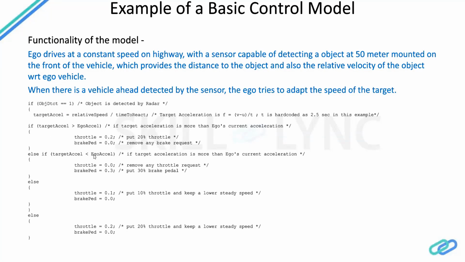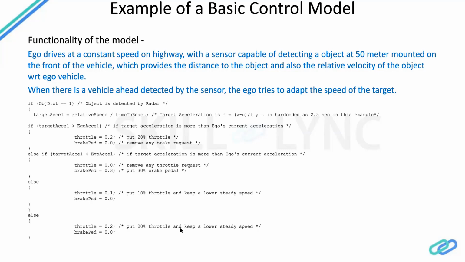If the target acceleration is less than the ego acceleration, then I will remove any throttle request that I am putting. Instead, I'll apply the brake, because this condition means my ego is accelerating at a higher rate than it should be, and it might collide. So I will brake automatically. In the situation when the target acceleration and ego acceleration are the same, which will last for a very small fraction of a second, I'm just putting a throttle of 10%.